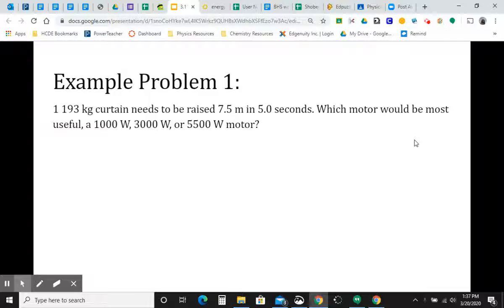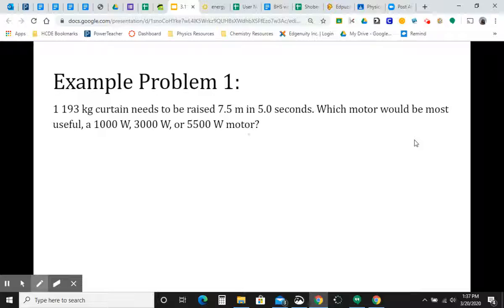So let's just read through what it says here. It says one, I should be clear, this is one 193 kilogram curtain. It's one curtain, not a 1,193 kilogram curtain. So we have one curtain, it's 193 kilograms, and it needs to be raised 7.5 meters in 5.0 seconds. Which motor would be best or would be most useful? A 1,000 watt motor, a 3,000 watt motor, or a 5,500 watt motor?